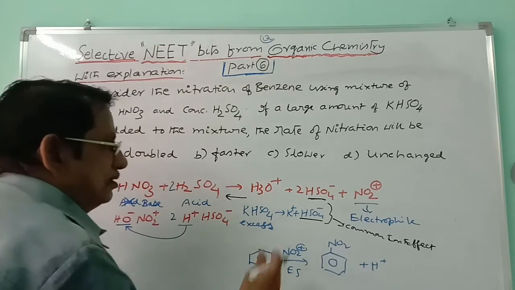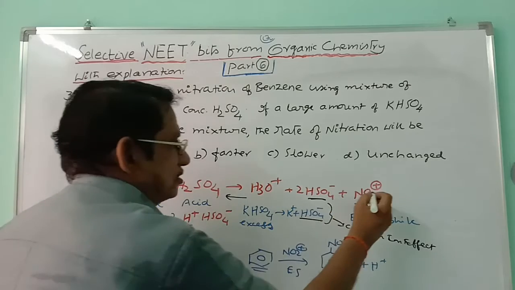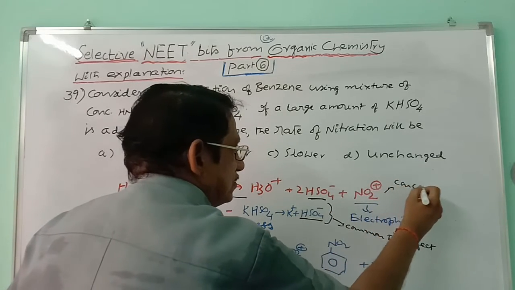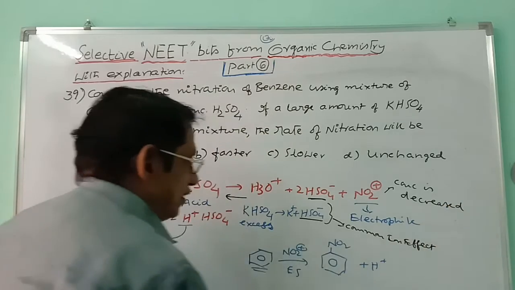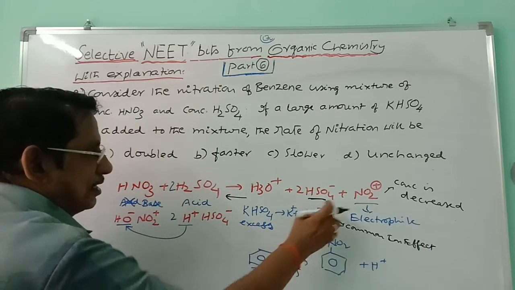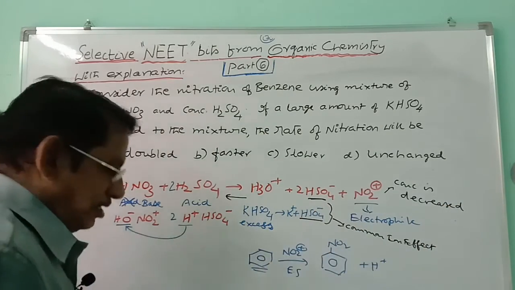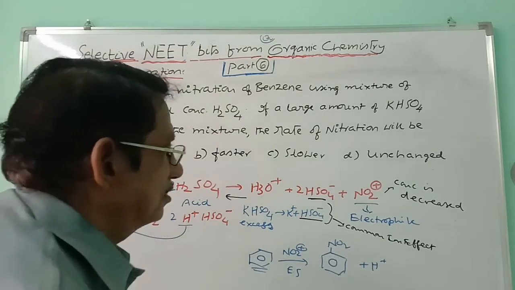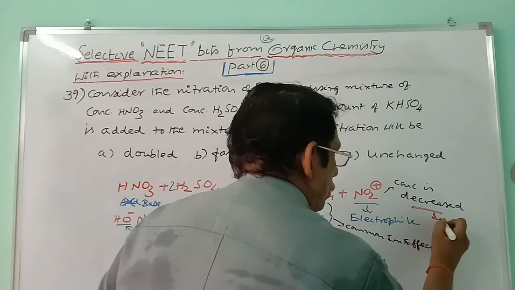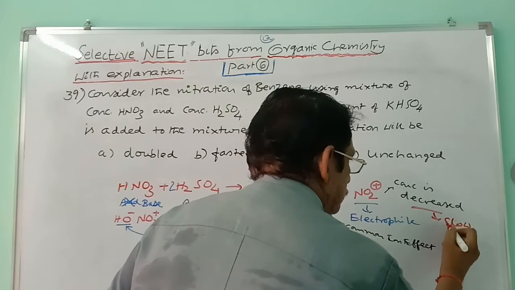So, thereby, during this conversion, what about this electrophile? Concentration is decreased. In the presence of KHSO4, the concentration of NO2 plus is decreased. When the concentration is decreased, rate of reaction becomes slower.